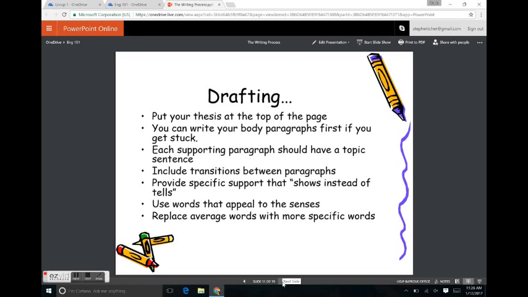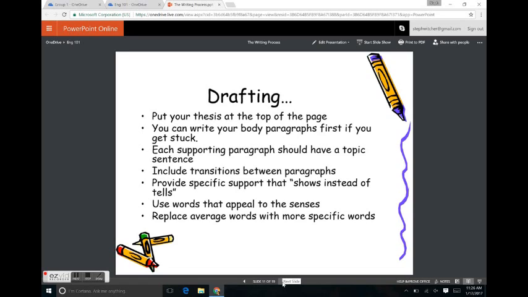Also, be sure you include transitions. And the transitions that you use should not sound like this: first, comma, next, comma. Okay, you want to use whole sentence transitions that show how this paragraph relates to the paragraph that you just completed.